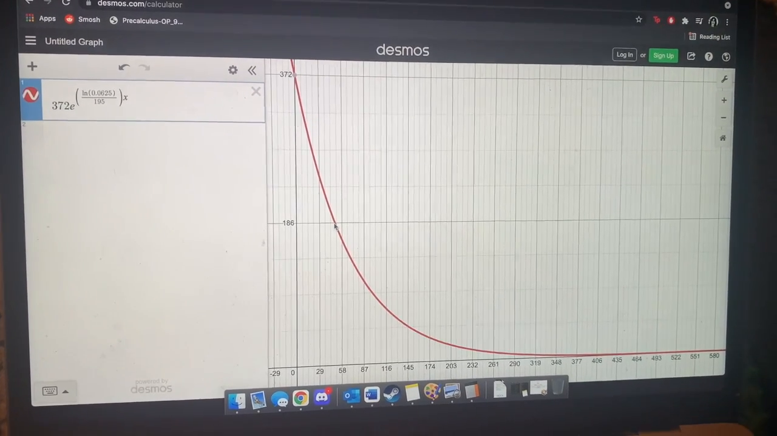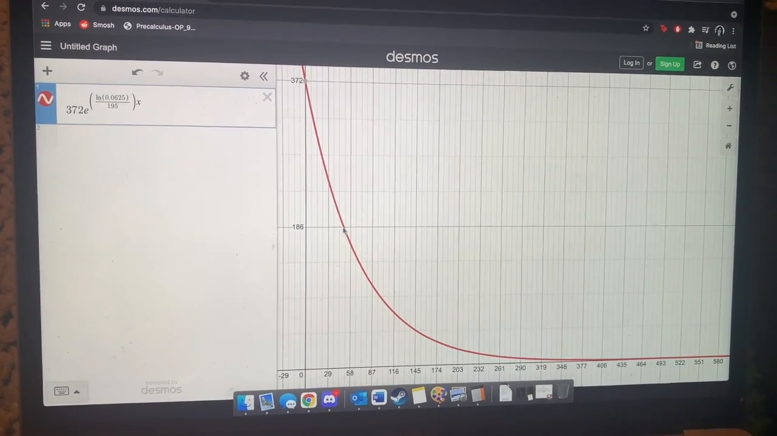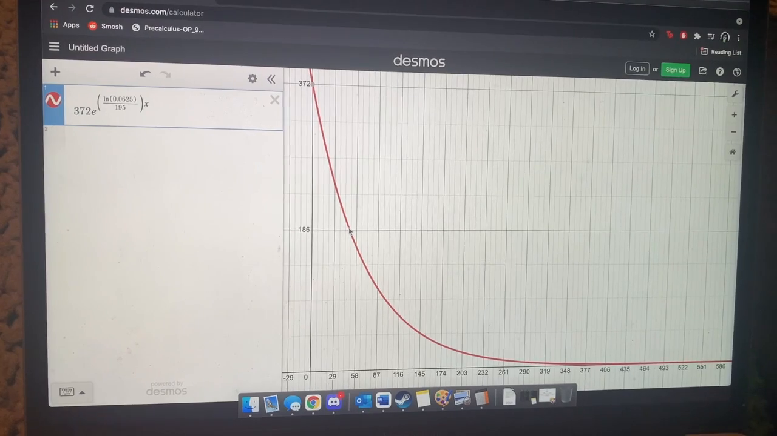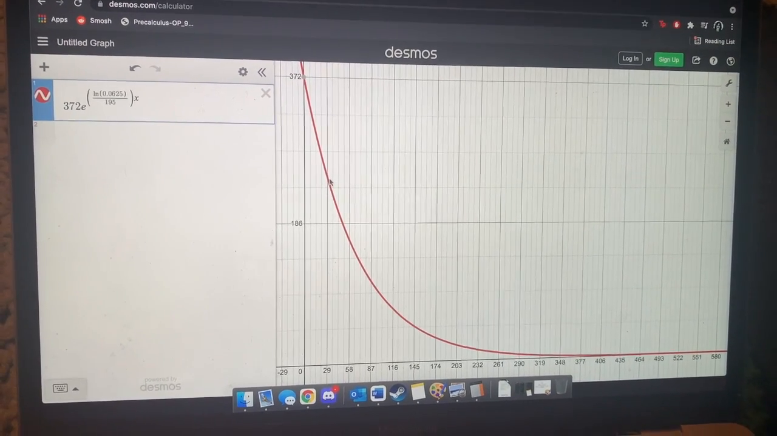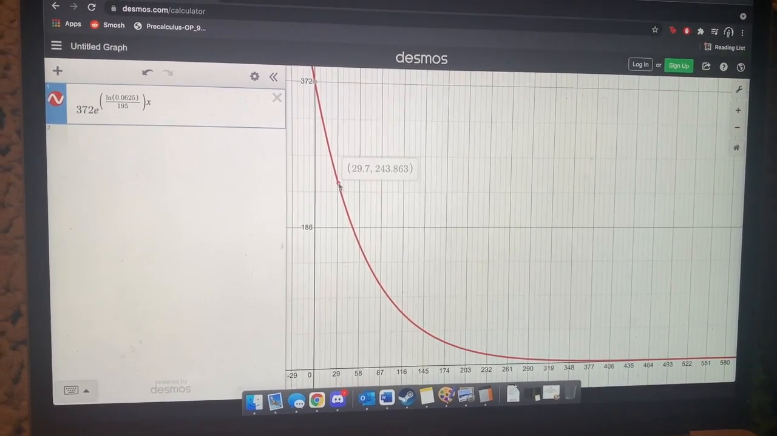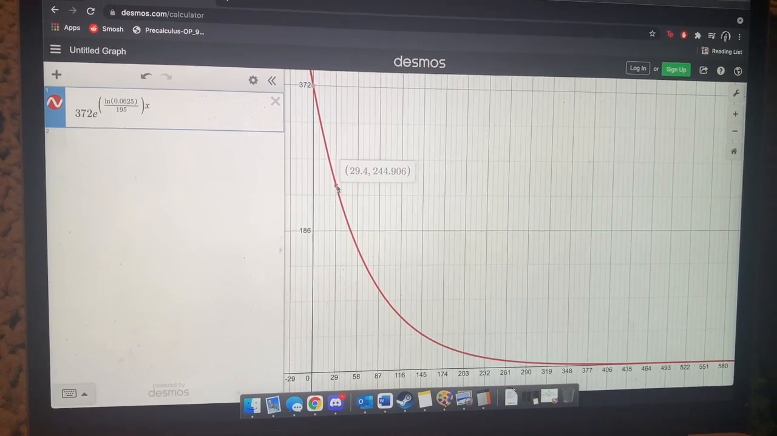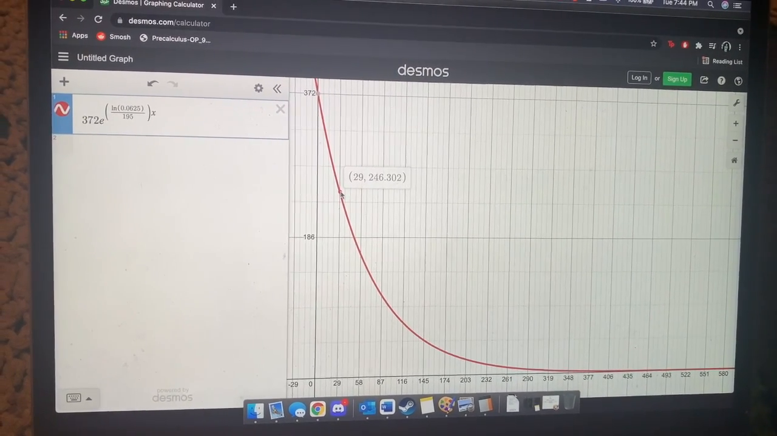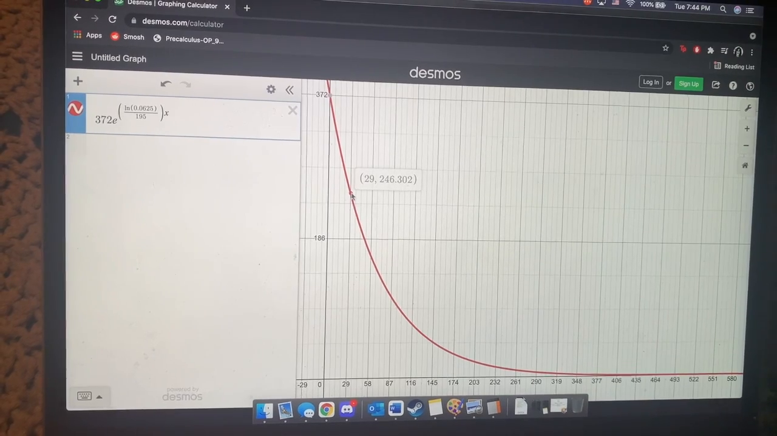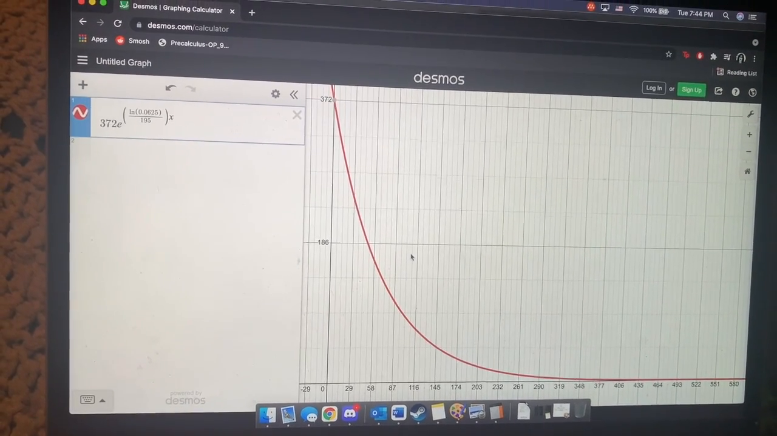As I mentioned before. Now we need to figure out the amount of time after 29 minutes, which is around here. It is approximately 246.3, as I said before. So this graph appears to be correct.